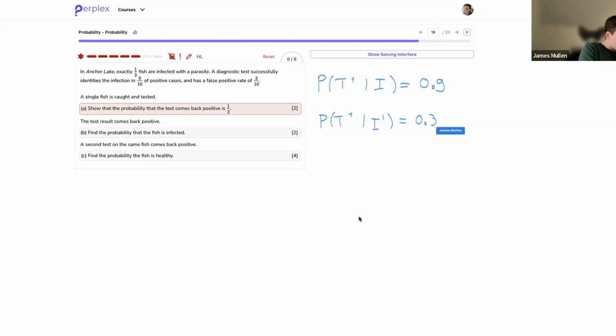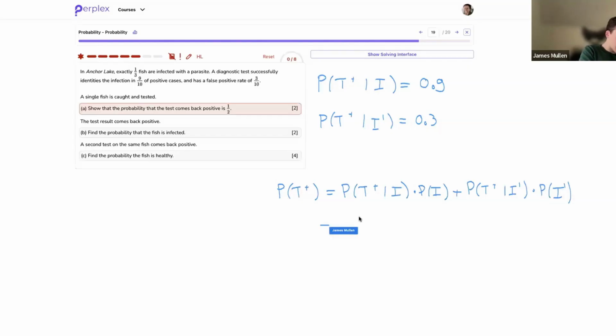All right, and in part A, we're trying to show that the probability that a single test comes back positive is 1 out of 2. So what is the probability of a positive test? Well, it's going to be the probability of a positive test given the fish is infected times the probability of an infection. So the fish is infected and it tested positive, plus the other case, which is a positive test in a healthy fish. So this is a false positive, times the probability of the fish being healthy. So times pi prime, like that.